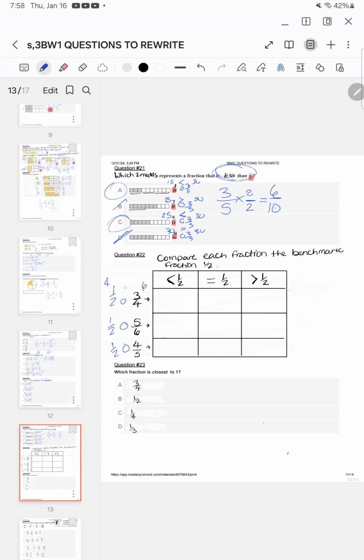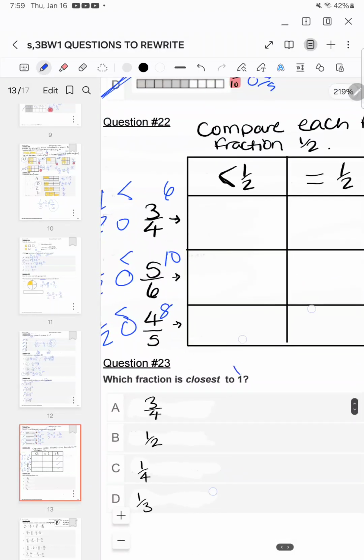So 3 times 2 is 6. 1 times 4 is 4. I can see that's greater. 2 times 5 is 10. 6 times 1 is 6. This is going to be greater. And 2 times 4 is 8, 1 times 5 is 5. So I can see all of them are greater than 1/2, so not less than. They were all greater because they were bigger than 1/2. Alright, so which fraction is closest to 1?